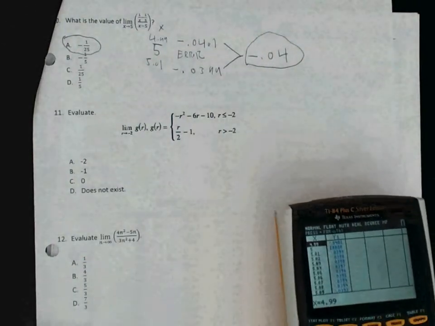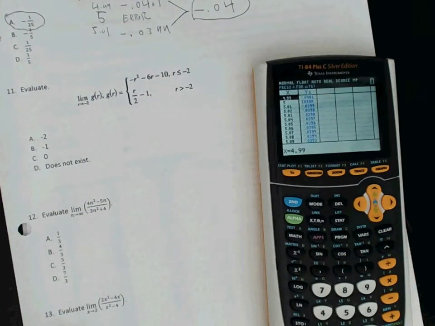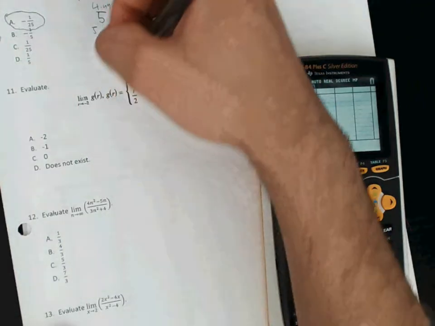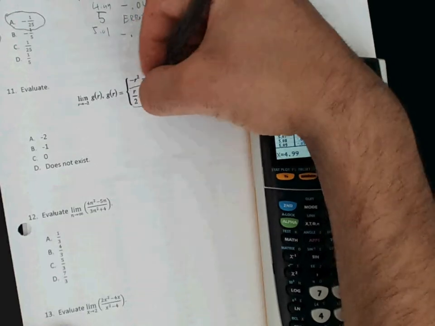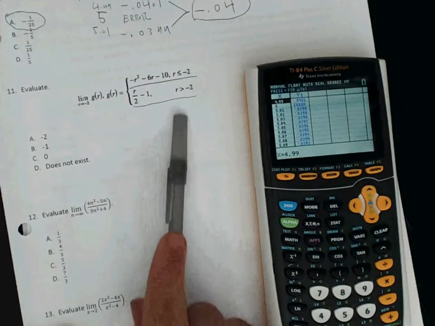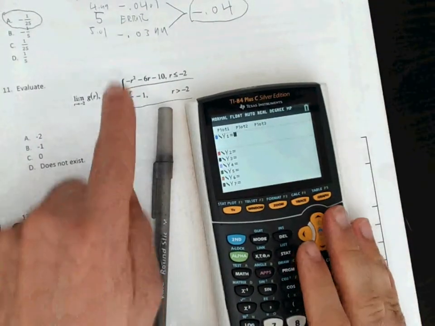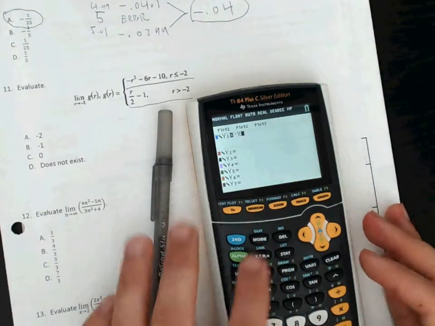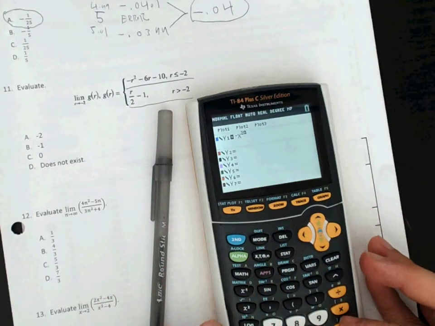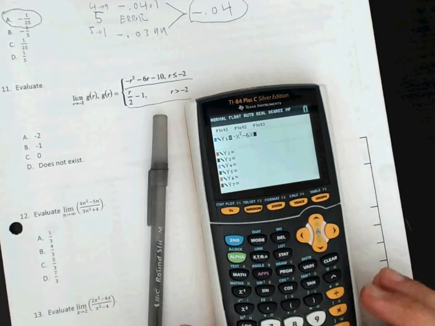Alright, number 11. Evaluate the limit as r approaches negative 2 of g of r, as you have negative r squared minus 6r minus 10 for this function, and r over 2 minus 1 as r approaches negative 2 for this function. Let's evaluate this limit in another way in our calculator. Let's put the first function for y1 and the second function for y2. So we'll have negative x squared minus 6x minus 10.